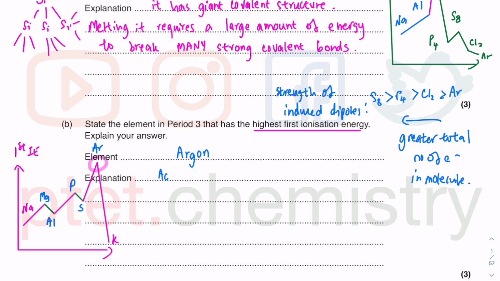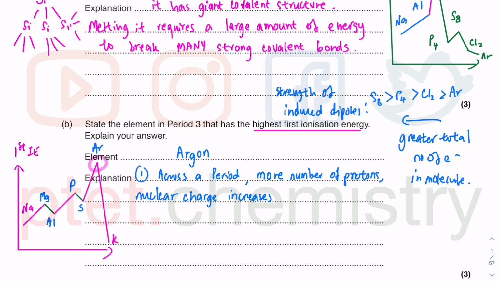Across a period, we have a greater number of protons first. So the number of protons increases, and therefore nuclear charge increases. That's our first point. Nuclear charge is referring to the positive charge of the nucleus, which will become more and more positive. But then we also know that shielding is roughly constant because the electrons are filling in the same shell. So shielding is roughly the same.